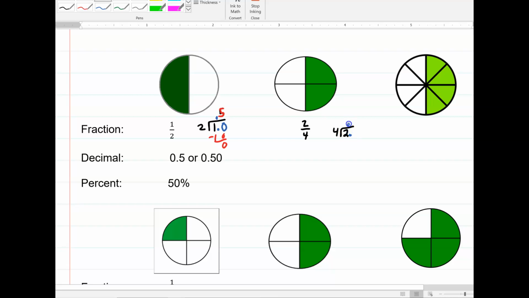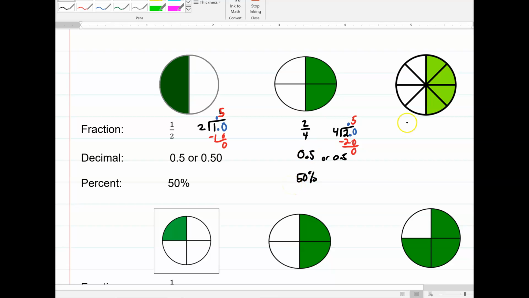4 can't go into 2, but 4 can definitely go into 20. If I had my decimal 0, it goes in there 5 times, right? So hence why 2/4 is the same thing as 1/2, and it's still the same thing as 0.5 or 0.50 if I wanted to say it. And it's the same thing as 50%, right?